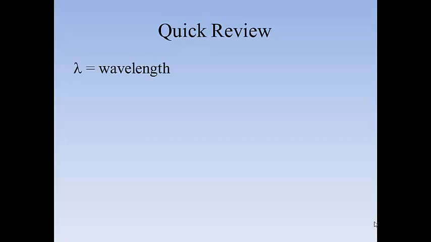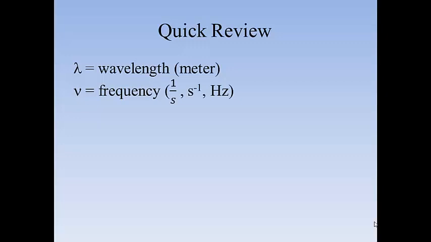Lambda is equal to the wavelength, the distance from crest to crest of any wave, and the unit we use is the meter, but you can use any of the prefixes in front of the meter. Nu is the frequency. Frequency is how often a wave passes by a reference point in 1 second, and the units are per second, second to the minus 1, or hertz.